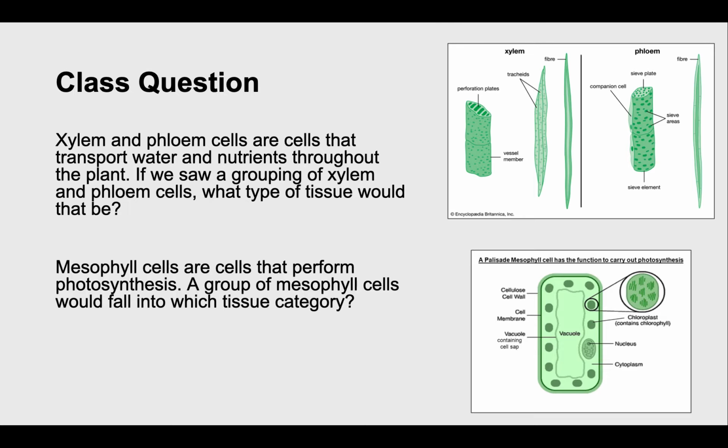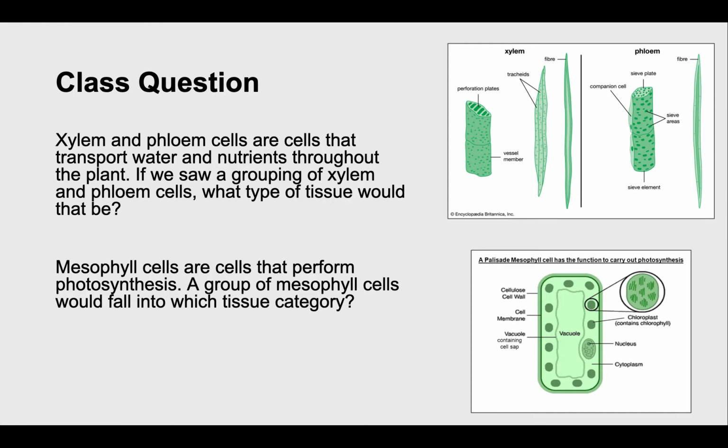It sounds like we probably thought about these questions here. The first question: we have xylem and phloem cells that transport water and nutrients to the plant. What type of tissue do they belong to? Vascular, yes. What about mesophyll cells, which are cells that perform photosynthesis? Ground, yes, awesome. As you're studying for the test, these are types of questions that could show up. Maybe not specifically the same, but they might be formatted similarly.